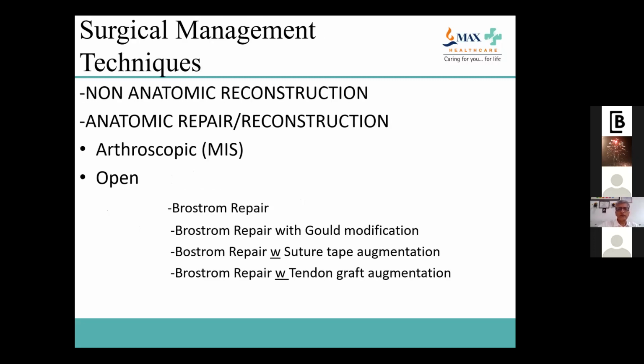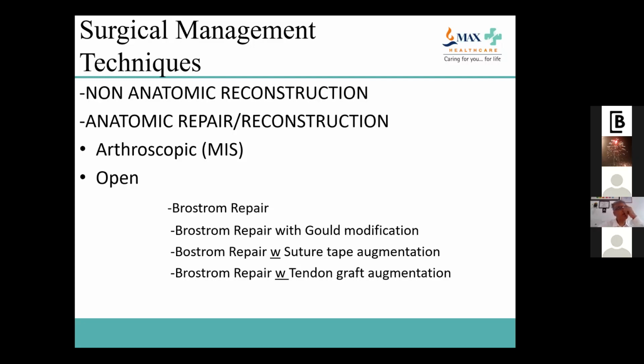Once you label them as chronic lateral ankle instability, nobody in the world thinks that they can now be treated conservatively, or expects physiotherapy to bring about the improvement. So surgical treatment is the mainstay in this case. And the various techniques I'm going to discuss here are non-anatomic reconstruction and anatomic repair. Anatomic repair could be done open, or could be done arthroscopically.